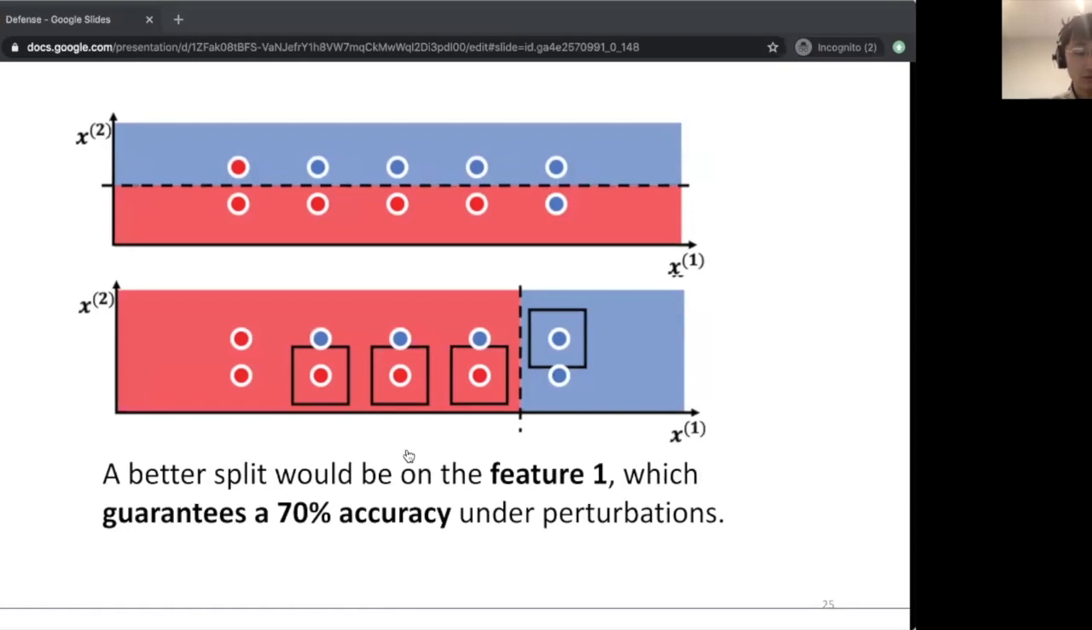if we draw the vertical decision boundary, we can split the data points together with the L infinity ball around them. In this case, the data points are far away from the vertical decision boundary, and we can guarantee to get 70% accuracy, even if the data points are perturbed within the L infinity balls around each original point.